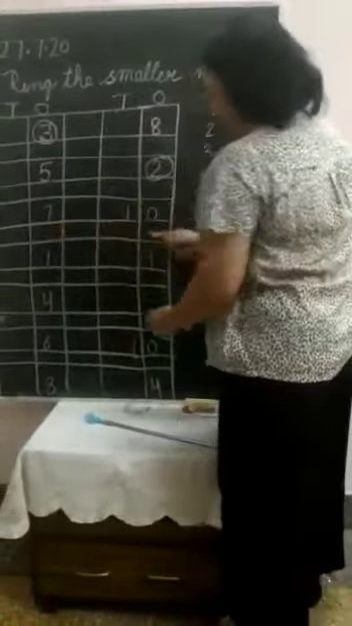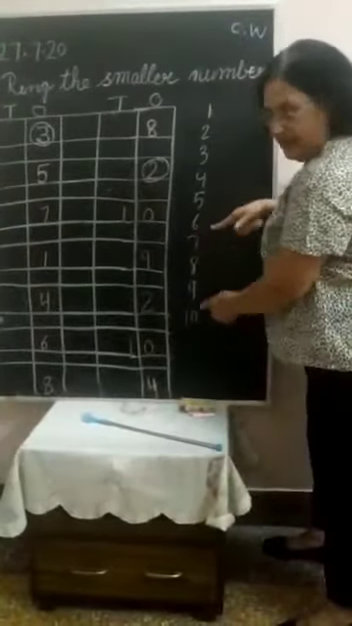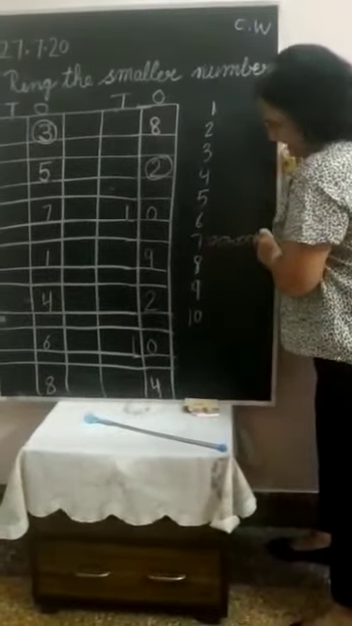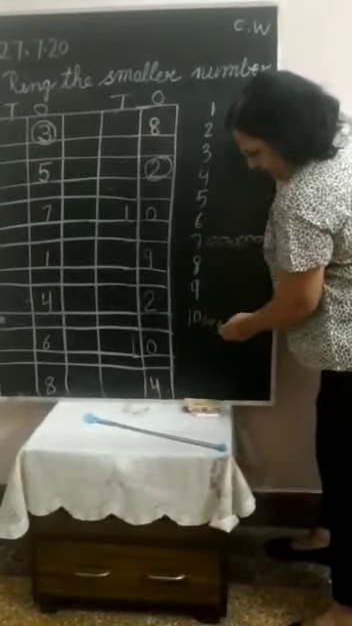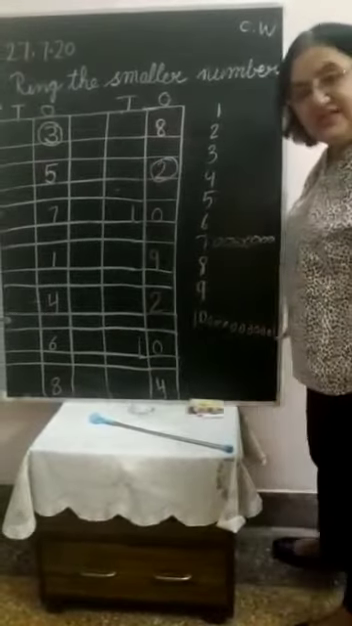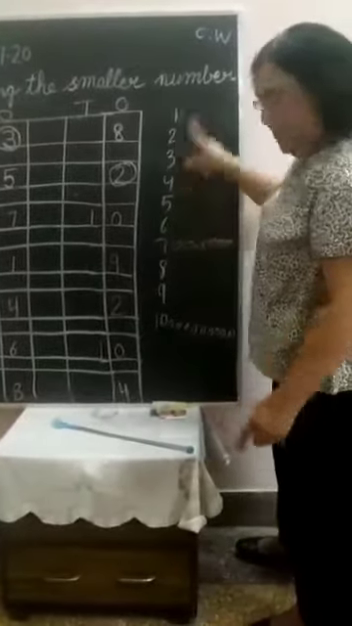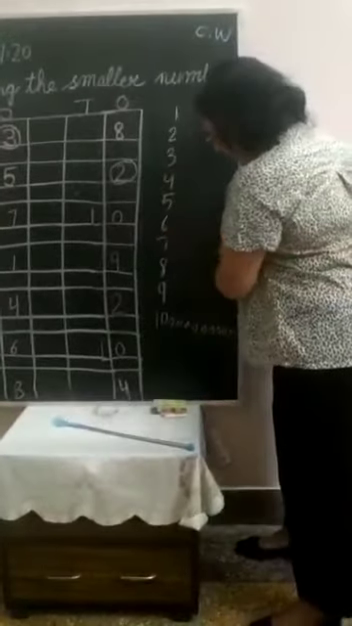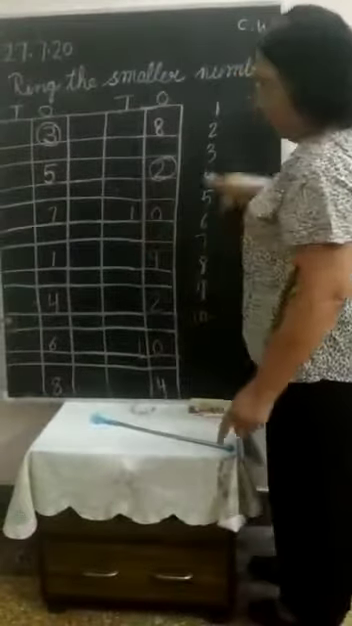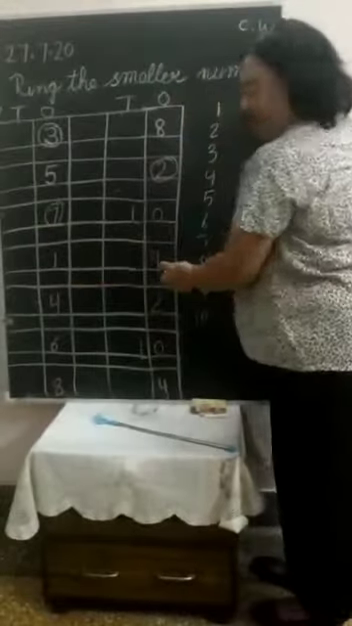Here is 7 and 10. 7 is here and 10 is here. We will put 7 circle. 1, 2, 3, 4, 5, 6, 7. 10, 1, 2, 3, 4, 5, 6, 7, 8, 9, 10. कौन से circles कम हैं? This circle. जो number पहले आ जाता है, that is smaller. 7 और 10 में से ऊपर क्या आया? 7. 7 is smaller.